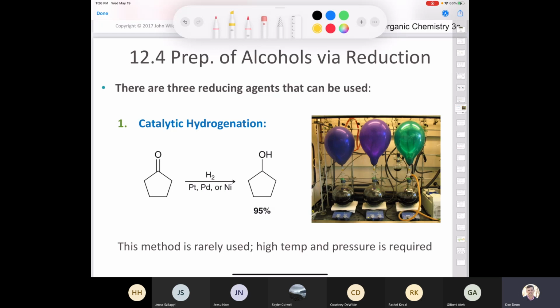Well, if we take a ketone like this here, and you could do the same thing with an aldehyde, if we treat that with hydrogen and a catalyst like palladium, platinum, or nickel, it doesn't mean you put a soup in there, you just choose one of them. You can affect the reduction in a very high yield. And what I have shown here, these just look like party balloons or balloons that came from the dollar store, and that's all they are.